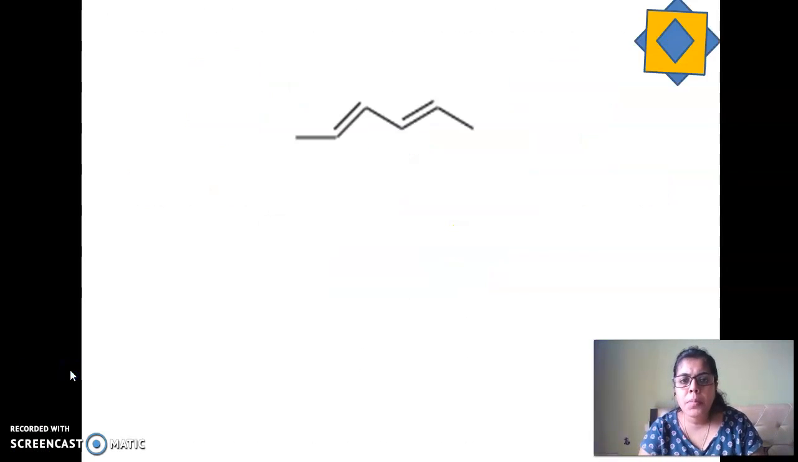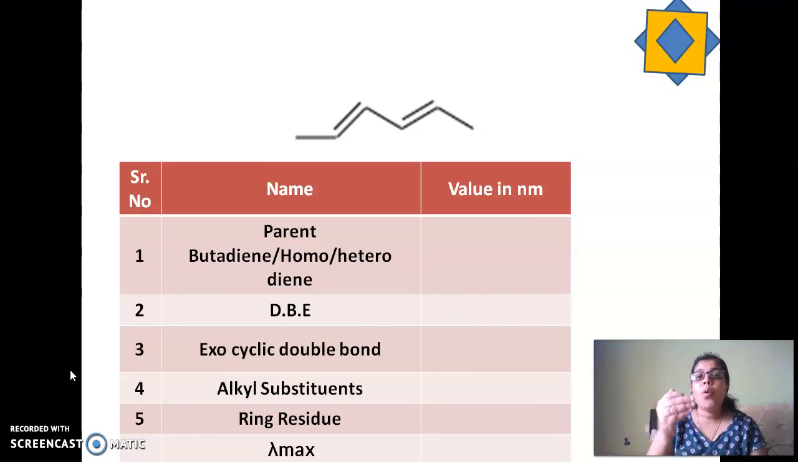Okay, so the first problem is given to you. Whenever a problem is given to you, the first thing which we have to do is write down all the things in a sequence. So the first thing we are going to see is the parent, which parent is there. Then we are going to check out the double bond extension, that is DBE. Then we are going to see whether there is an exocyclic double bond in my structure. Then we are going to check out whether there are alkyl substituents in my structure, and then whether there is a ring residue. So if I go in a sequential manner, I will not go wrong anytime.